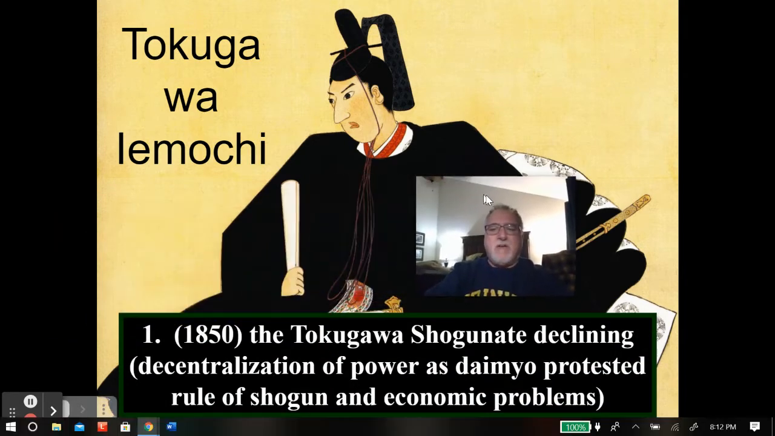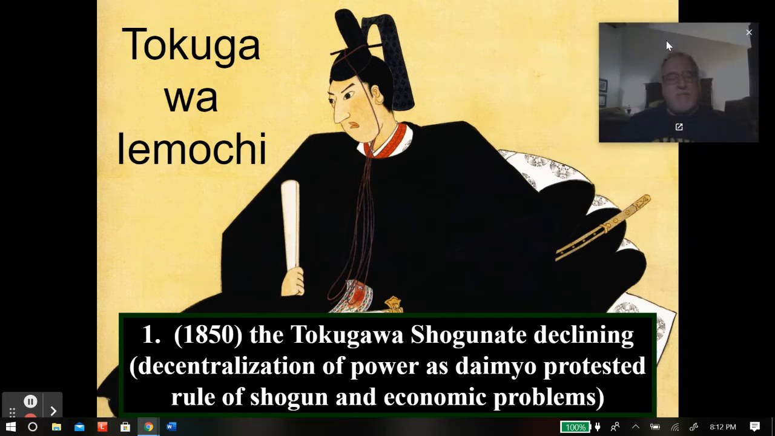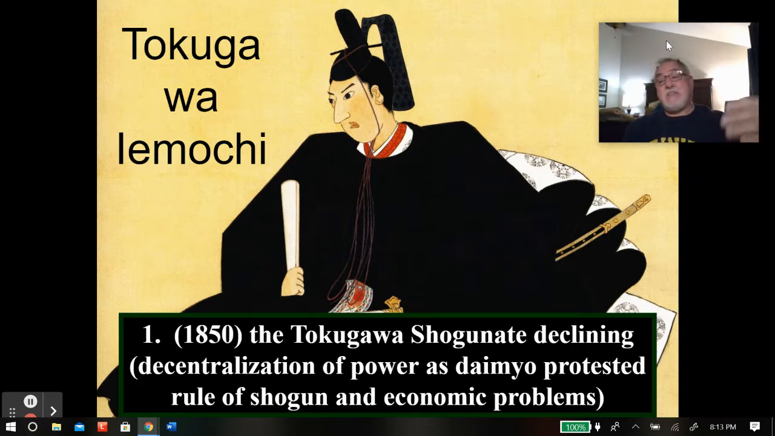By 1850, the shogun and the shogunate, sort of the ruling family, it's a little more involved than that, were declining. Japan was going from a very central government to a decentralized government as the daimyo, the local area officials working for the shogun, began to protest his effectiveness as a ruler and some of his economic decisions. So at the beginning of the 1850s, he's feeling pressure from within his own country for the sake of his job, his position, etc.